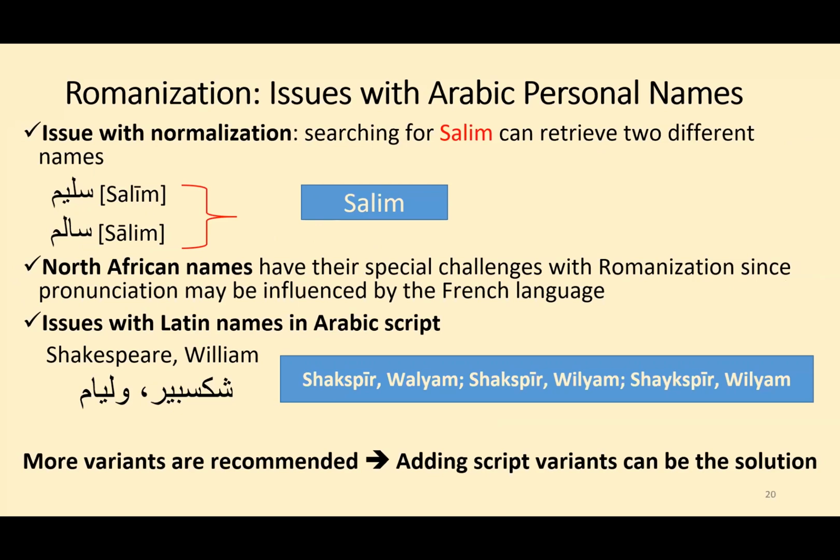North African names have their own challenges with romanization. One such challenge is that pronunciation may be influenced by the French language. They also have other issues and difficulties. Romanizing foreign Latin names written in Arabic script may also be very challenging. As you can see on the slide, the name of William Shakespeare has been romanized inconsistently. To solve these issues, more variants are recommended, and adding a script variant can really be the key to discovery.